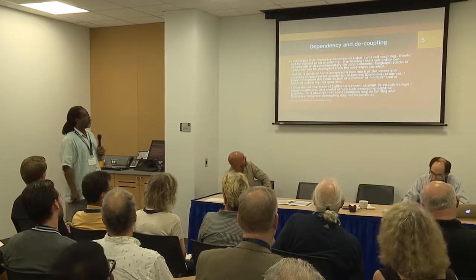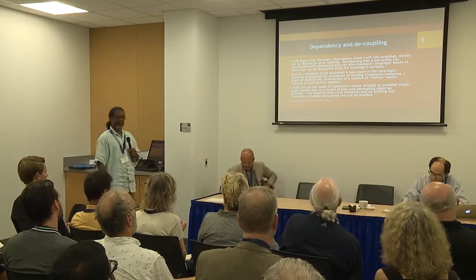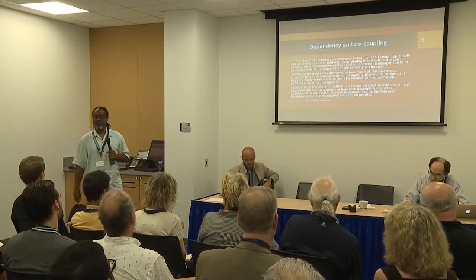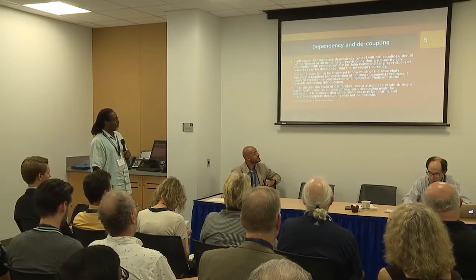Okay. Now, a question to be answered is how much of the sovereign's currency is required for acquisition of limiting factors, those things that you don't have, that you have to get from somewhere else. Limiting resources. I begin to explore the construction of a number of indices useful towards answering this question. I then discuss the state of California's recent attempt to establish single-payer healthcare as a model of how such decoupling might be possible. It is assumed that some resources may be limiting, and therefore a complete decoupling may not be possible. Okay, and so here's a model.